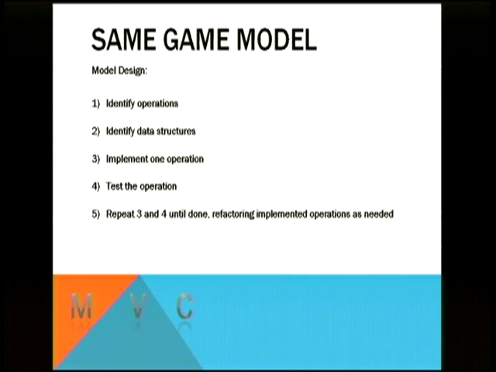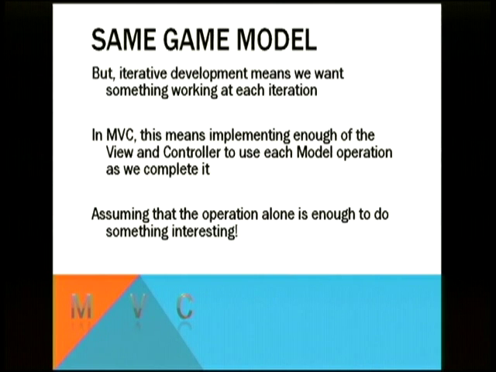Now, in reality, we're not going to do the entire model like this before we start anything in the view, because that would be kind of boring. And we want to have something to show. So iterative development means we want something to show. What this means is that as soon as we get enough interesting operations done in the model, we want to start implementing the views to support those operations. What interesting means depends on your model, and we'll decide as we go along what interesting means for us.